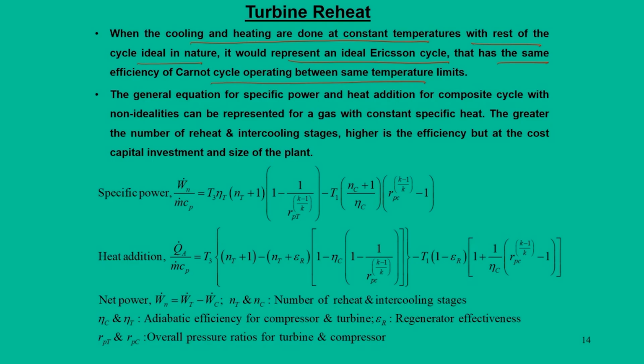If you include reheat, intercooling and the number of stages, everything into the picture, then with all the non-idealities we can find the general expressions for the specific power and heat addition. Through these expressions we can model the fact that net work can be improved and cycle efficiency can be increased. But the greater the number of reheat and intercooling stages, the higher is the efficiency, but at the cost of capital investment and size of the plant.